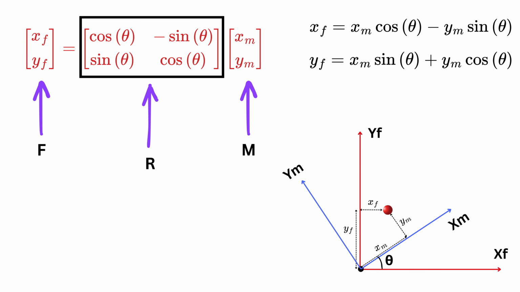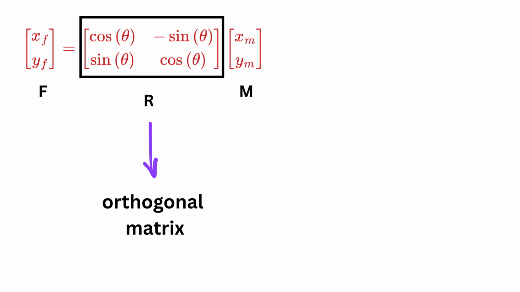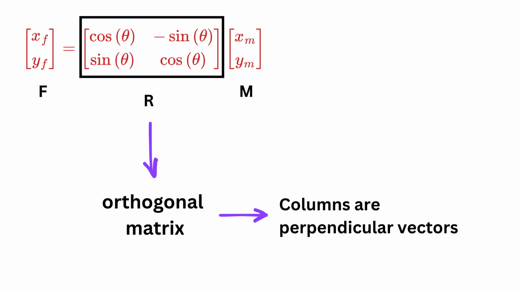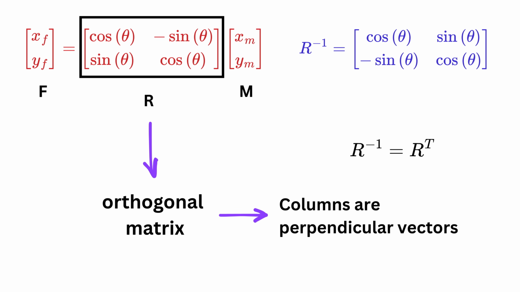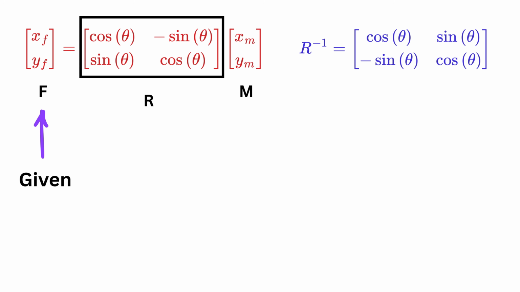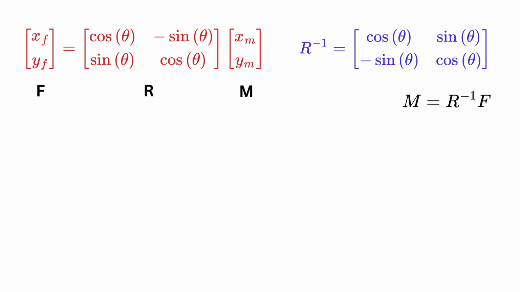That is simply mind-blowing. Now, since this rotation matrix is an orthogonal matrix, therefore its inverse will be the same as the transpose of this matrix, or this. So only the minus sign will change place here. This means if we are given the coordinates in the F frame and we want the coordinates in the M frame, then we can simply do M equals R inverse times F. See how easy that is?